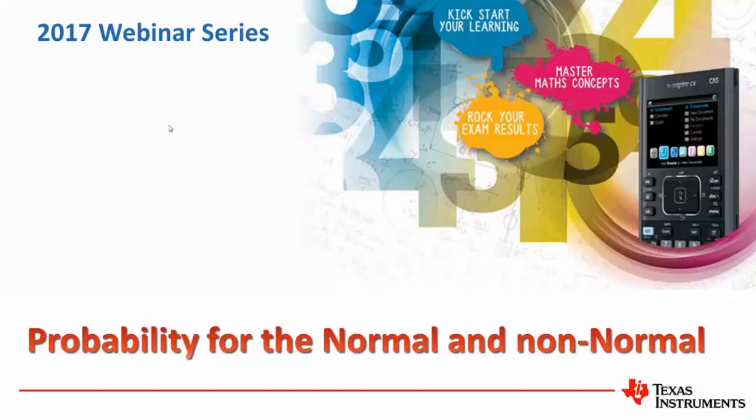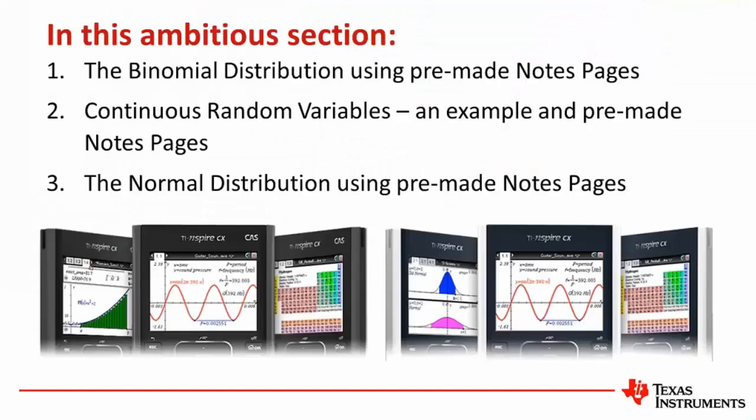So we're looking at probability. Obviously, that's what we've been doing. So again, as Brian said, it's very ambitious what we've planned to do. But as a quick overview of what my section is, I've only got 3 main parts here. I've got binomial distribution, and I'm using a pre-made notes page for that.